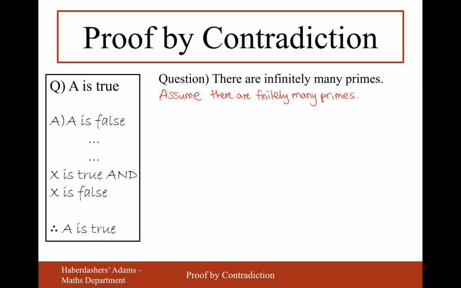And what can I do to create a statement X that I will eventually have a contradiction in? Well, if there are finitely many primes, then I could create a complete list of all of those prime numbers. So therefore, the list p1, p2, p3, and all the way up to the highest prime number, pn, is a complete list of prime numbers.